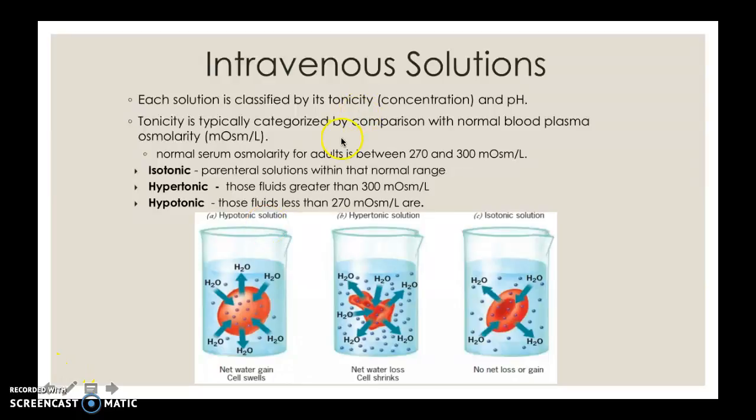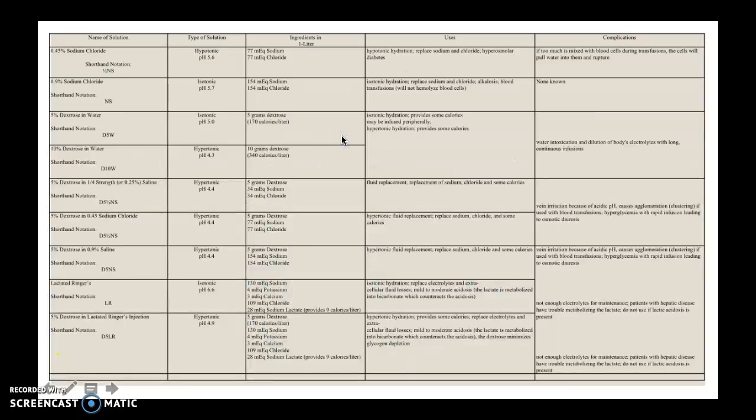So if you look at this, 5% dextrose in water is isotonic, but 10% dextrose in water, because of the dextrose, is hypertonic. And all of these with dextrose in them are hypertonic, at least temporarily, until the dextrose is metabolized in the body. Lactated Ringer's is isotonic. It has extra sodium and potassium and different electrolytes in it. And this is lactated Ringer's, but with dextrose added, so it's hypertonic again.